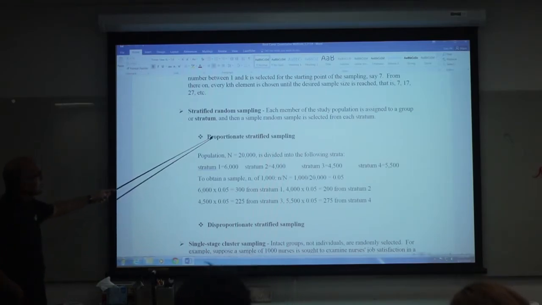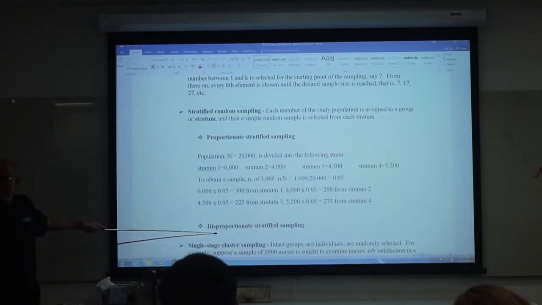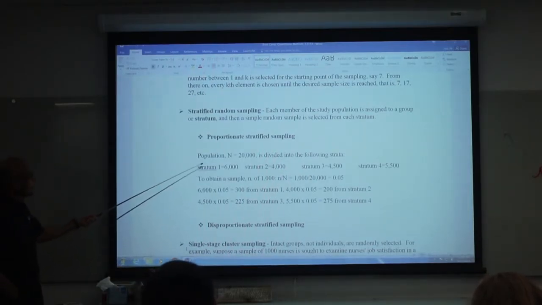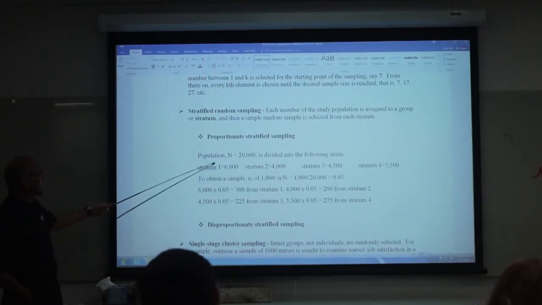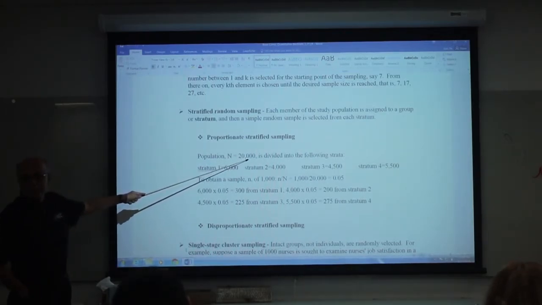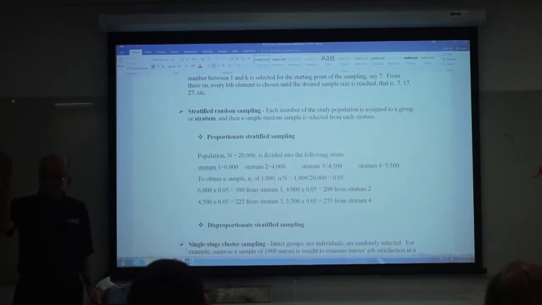We have proportionate stratified sampling. We have disproportionate stratified sampling. Proportionate, easiest way to explain it is by giving you an example. We have a population of 20,000, which is divided into 4 strata. Strata is plural, a stratum is singular.